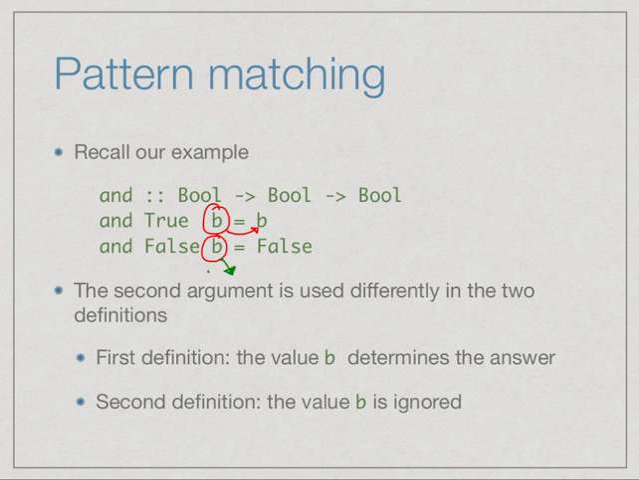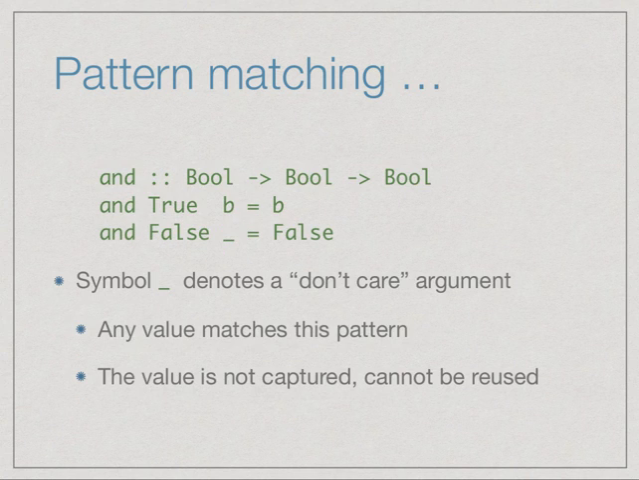So Haskell then asks why we need to provide a name if we are going to ignore the argument. There is a special notation in Haskell which allows us to specify a wildcard. This symbol underscore denotes an argument which matches everything. So it's like using a variable. Remember, a variable matches everything and it will be substituted by the value you provide. The difference between a wildcard, which is a don't care kind of argument, and a name like B is that the value you give is going to be thrown away. So any value matches our underscore, but the value is not captured and cannot be reused.